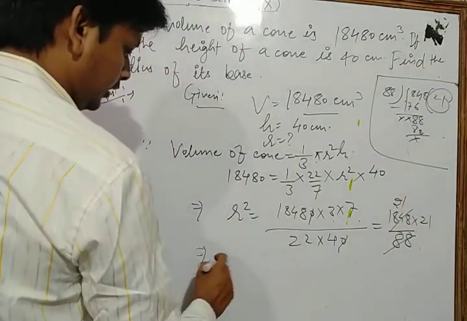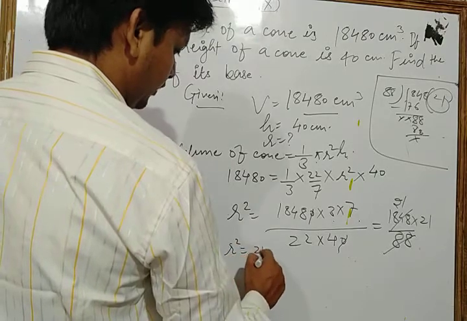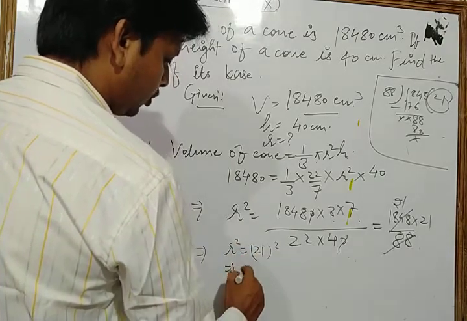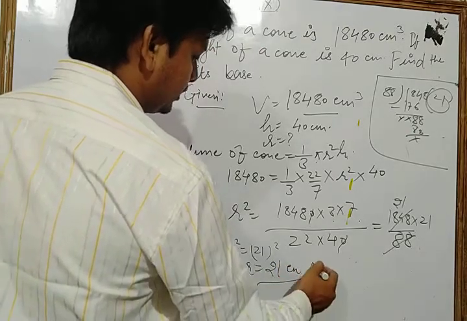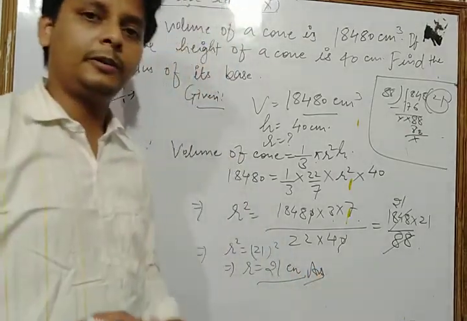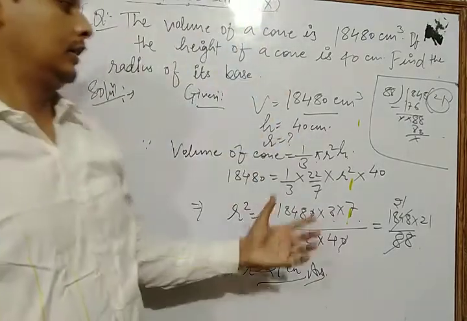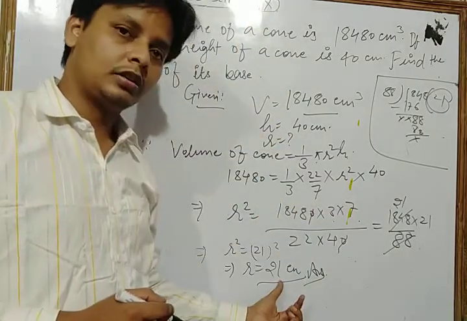So r square is equal to 21 square. So the radius of its base is what? 21 centimeters. This is your answer. Okay, so this is its solution.